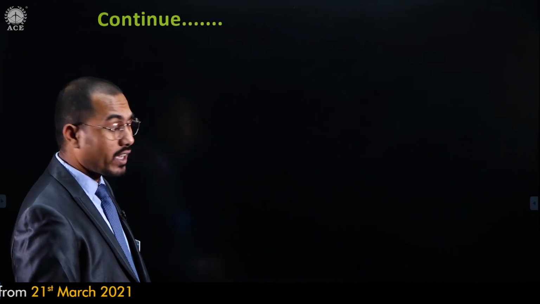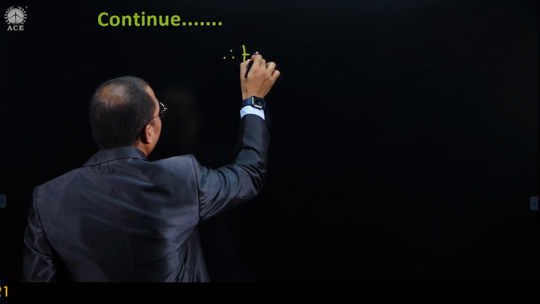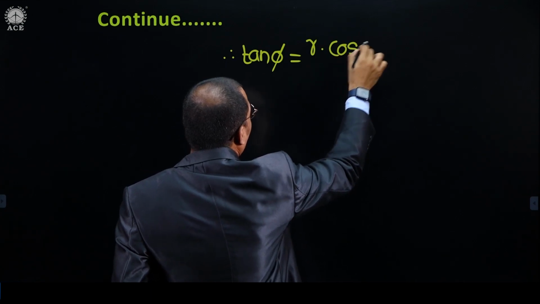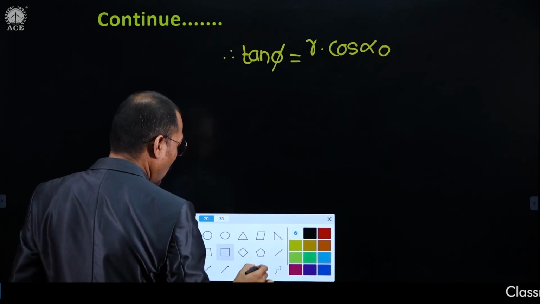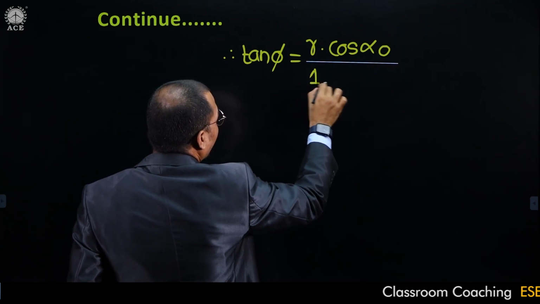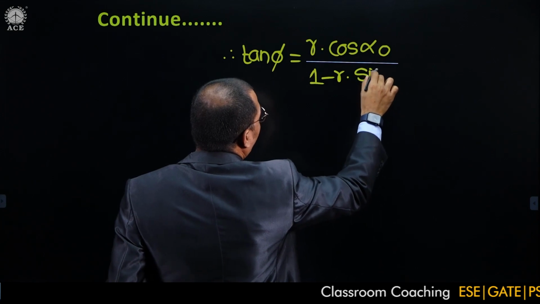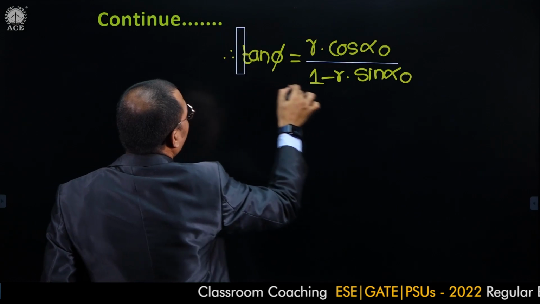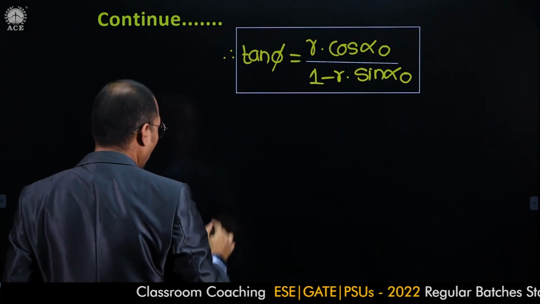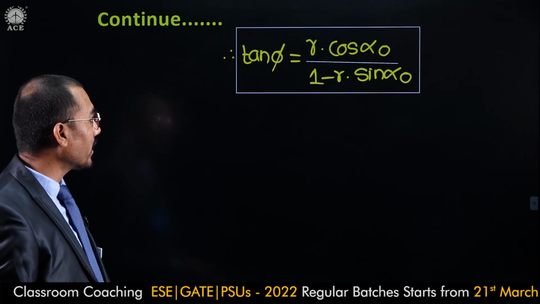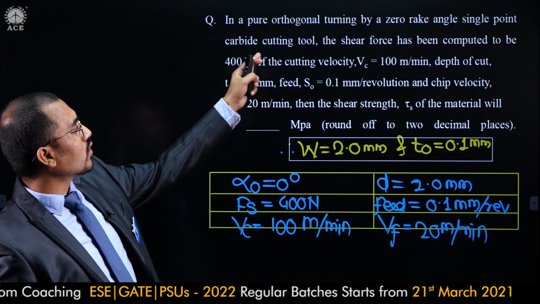To calculate shear plane angle phi, I have one simple formula. The formula is tan of phi exactly equal to R into cos of alpha 0, divided by 1 minus R into sine of alpha 0. Therefore, R value we are interested to calculate now. Alpha 0 is given in the problem. It's a 0 degree rake angle, in a pure orthogonal turning with 0 rake.